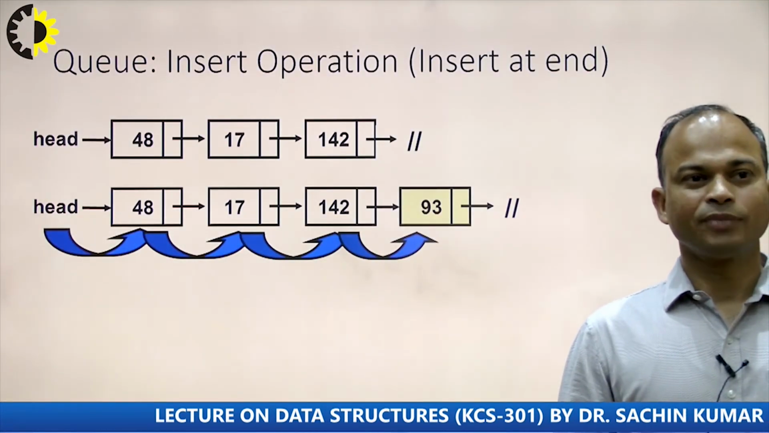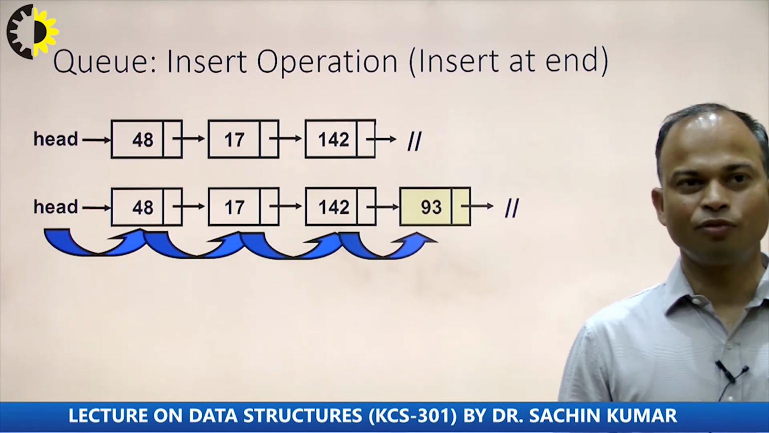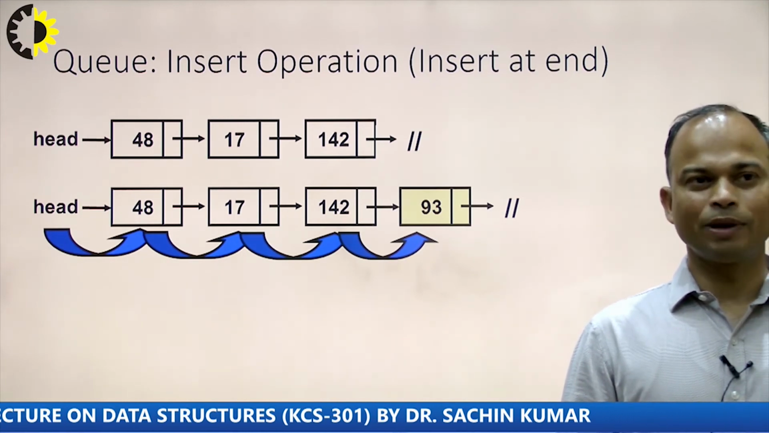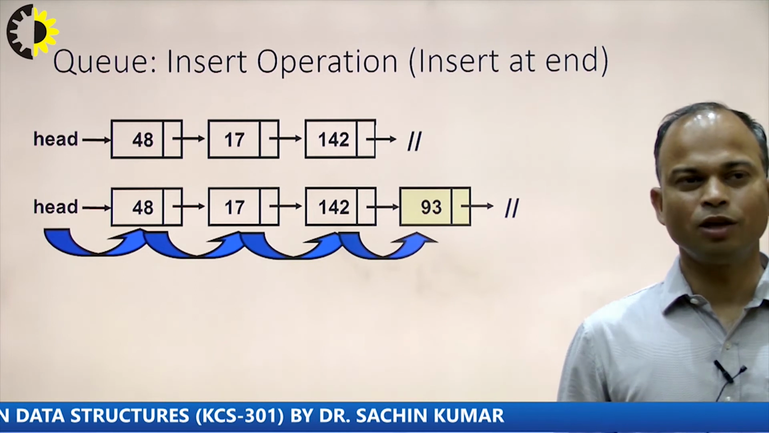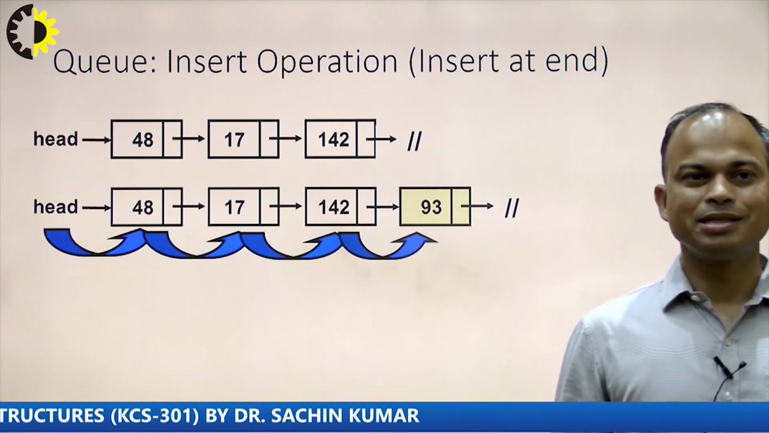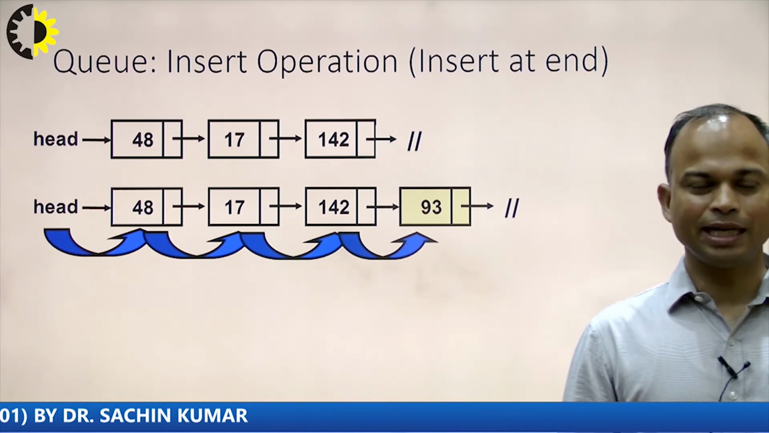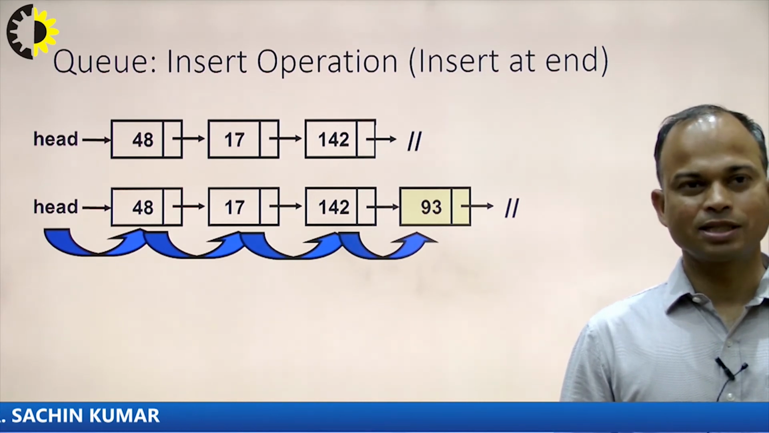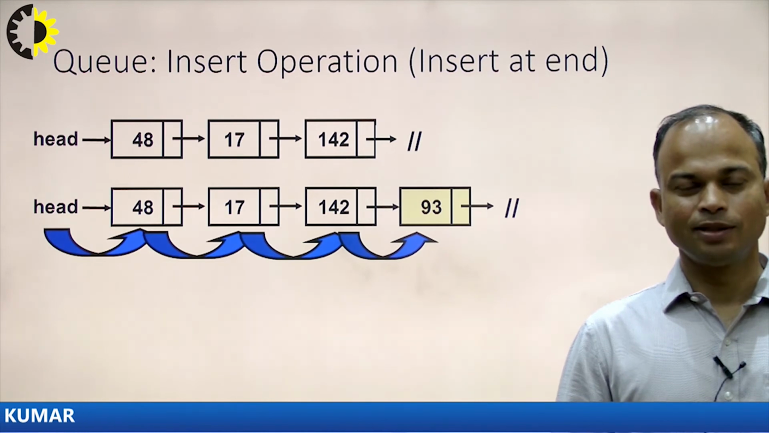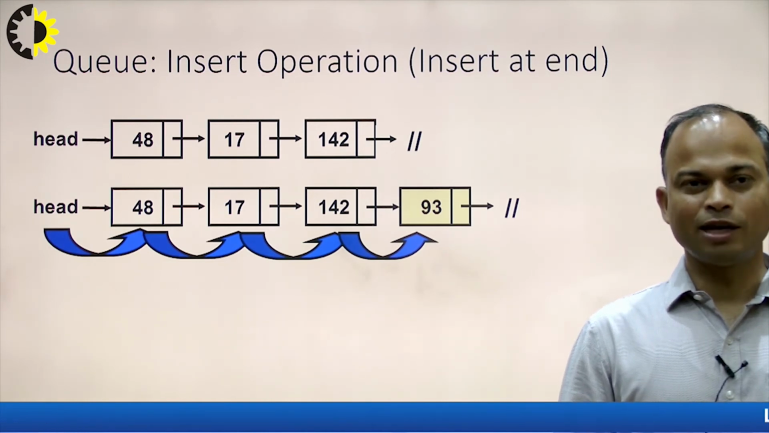And this is the implementation of the queue insert operation. So, the insert operation of the queue is here. This is equivalent to insert at end, because the queue works in first in, first out manner. Whatever items we want to insert first, it will remove first.